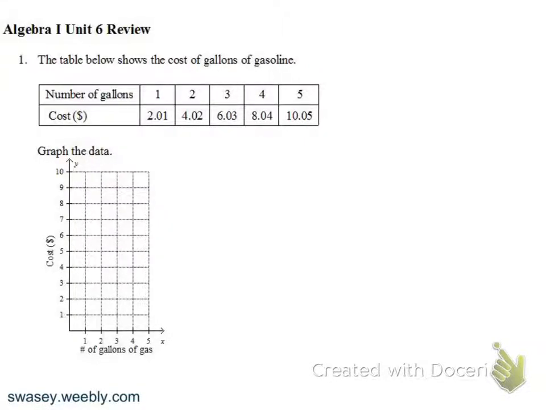This one we just need to graph the data, so just plot those points. We have a point at $2.01. So just plot each of these points. If you plot them, they all are in a straight line. You'll notice that these numbers are an arithmetic sequence. You're adding $2.01 each time.